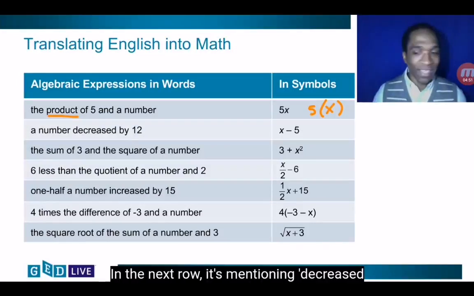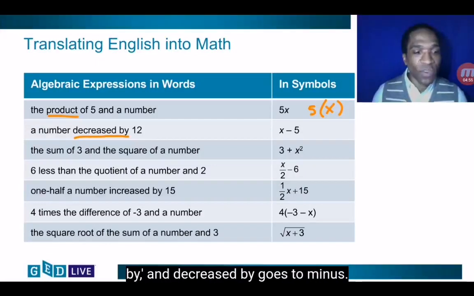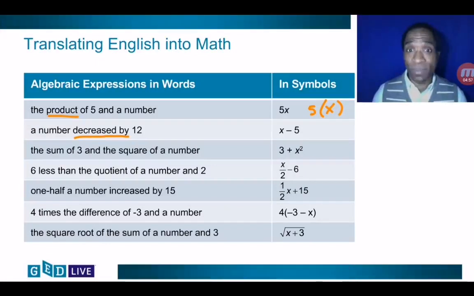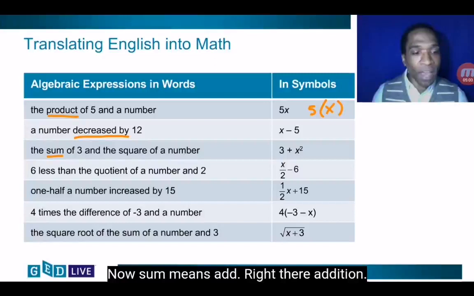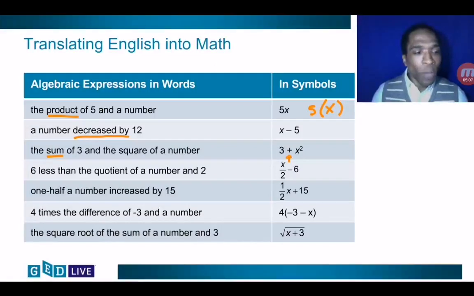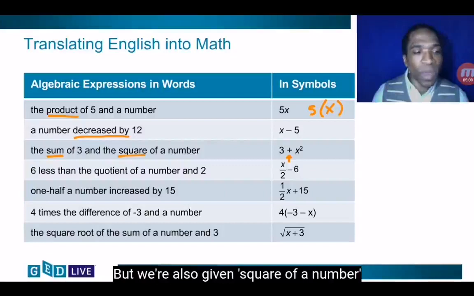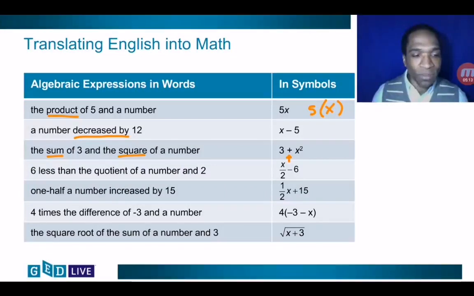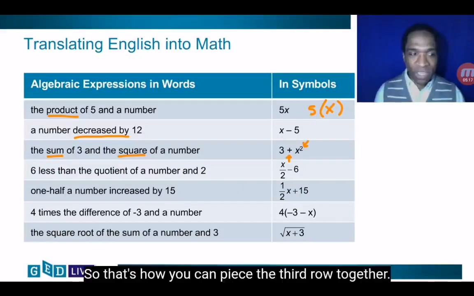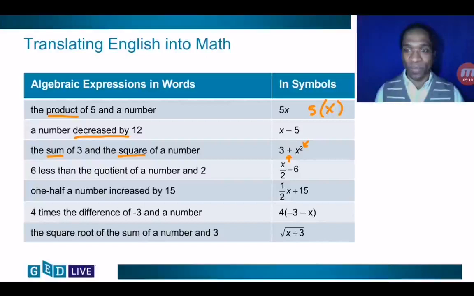In the next row, it's mentioning decreased by, and decreased by goes to minus. Next, we have the sum in row 3. Now, sum means add, right there, addition. But we're also given square of a number, and that goes to this exponent, 2. So that's how you can piece the third row together.